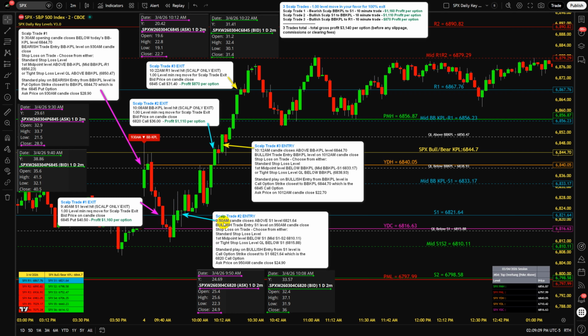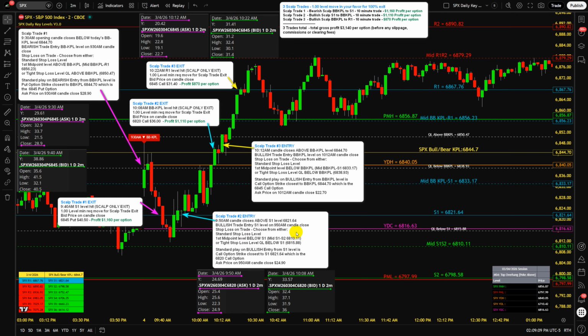So in this case, the 9:50 a.m. candle is this candle here. And of course, we have this long wick here, which also they tried to drive it back down to yesterday's daily close level. They were unsuccessful in doing that, and it closed above S1. So this is a good entry here on a close above the S1 level. So here we have a bullish trade entry on the S1 level on the 9:50 a.m. candle close.